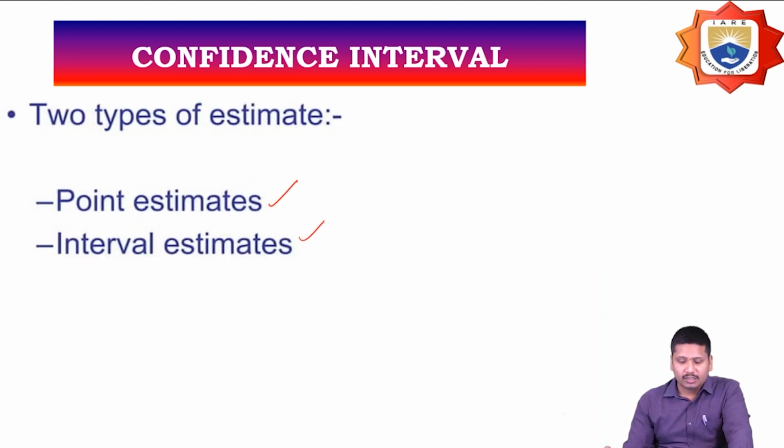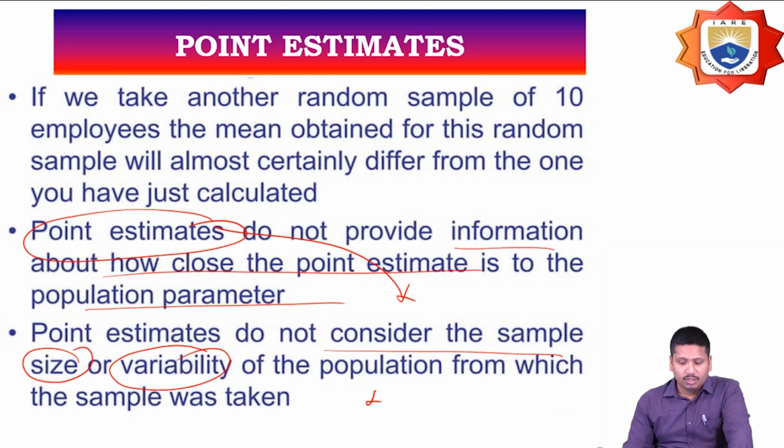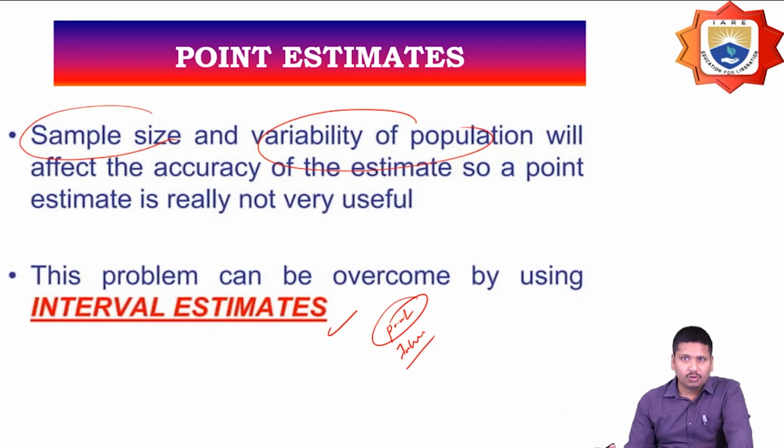There are two types of estimates: point estimates and interval estimates. A point estimate is a number calculated from the sample data, and the resulting number estimates the true value of the corresponding population parameter. A point estimate does not provide any information on how close it is to the population parameter, and it has another drawback, since it should also consider the sample size and the variability of the population. In order to avoid this, we introduce the concept of interval estimates.